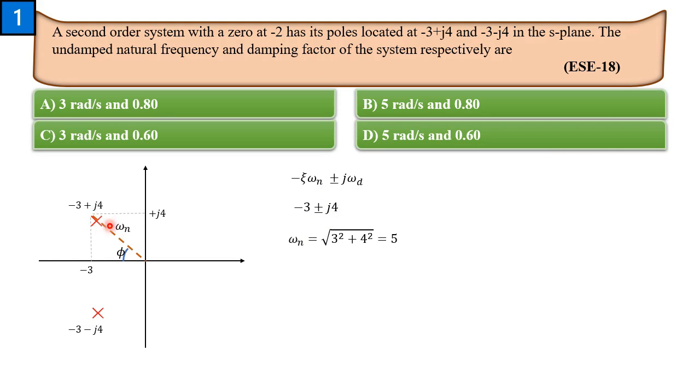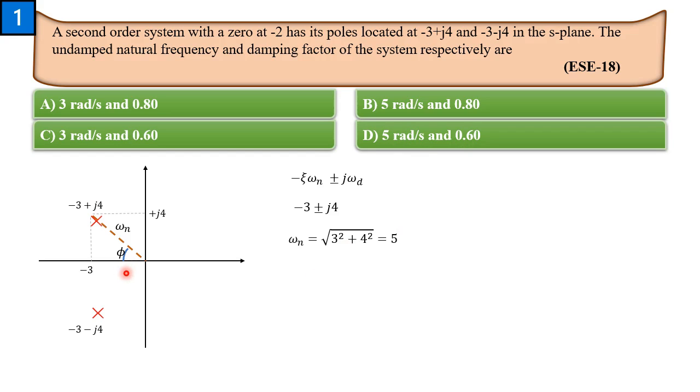So how will we find omega n? This is our right angle triangle, so this is the perpendicular and this is the base. To find omega n we have to use Pythagoras theorem: square root of 3 square plus 4 square, that gives us 5. So the frequency will be 5 radian per second. So we have 5 here and here. So either B or D could be the answer. Now let's find zeta and see what our answer could be.